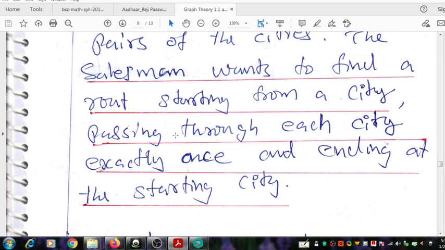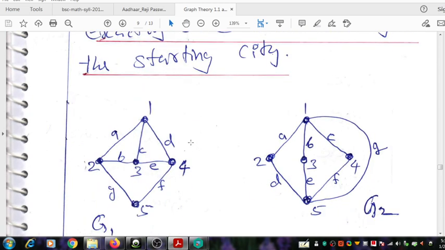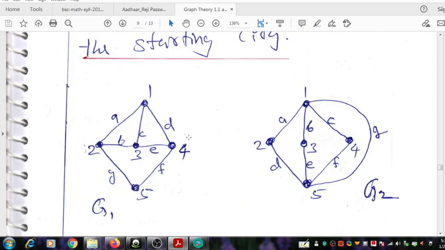But also, in between this travel, we should note one important thing: the cities should not be repeated more than one time. That is, each city must be visited exactly once. And these are the problem part, along with the condition.